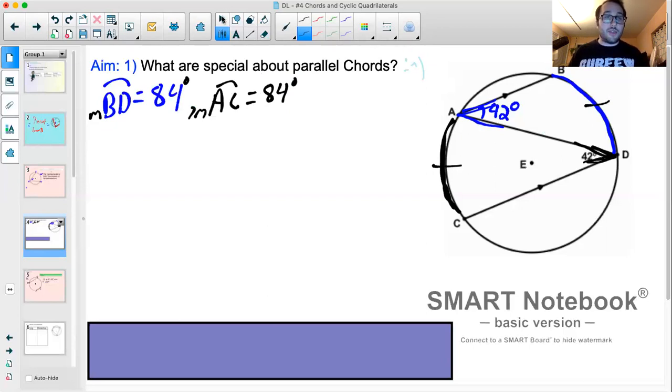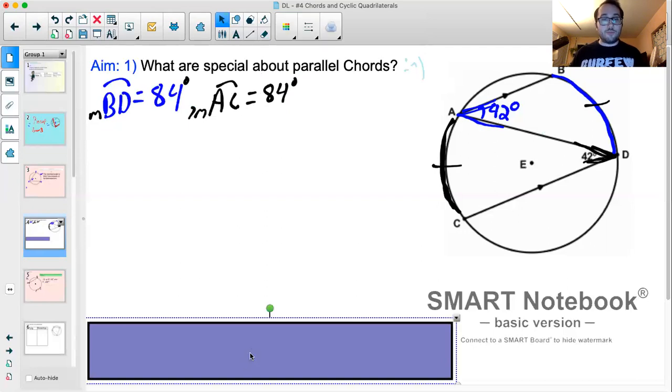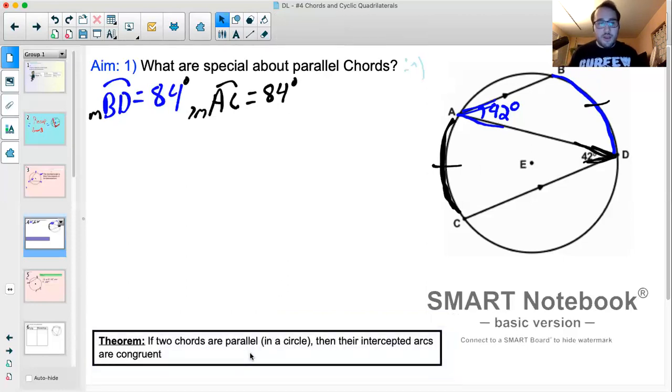So this is actually a theorem, something that is proven. And actually, if you completed the practice problems from yesterday and you looked up the answers, because we posted a video of the answers like we do every single day, you'll see that you did a proof. This theorem says that if two chords are parallel in a circle, then their intercepted arcs are congruent.